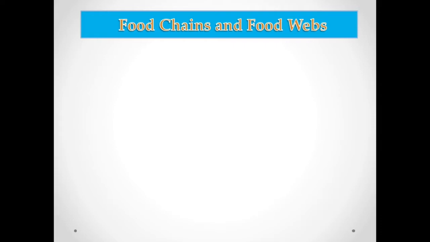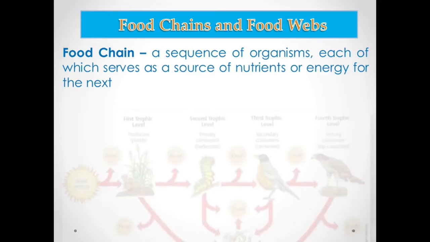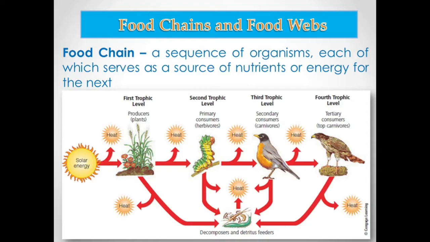The chemical energy stored as nutrients in bodies and wastes of organisms flows through ecosystems from one trophic level to another. A sequence of organisms, each of which serves as a source of nutrients or energy for the next, is what we call the food chain. As we can show in this figure, this is a simple food chain. You have your solar energy, which is needed by the plants, which are the producers and the first trophic level.